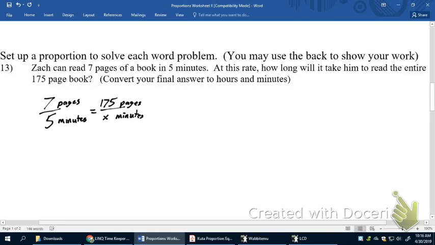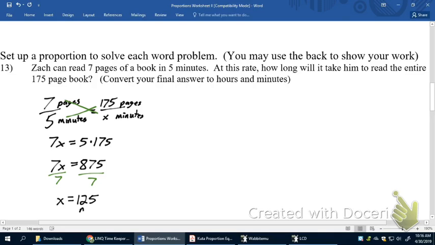So now we're going to continue with the same method that we were using earlier. I don't have to continue writing pages and minutes. That was just to help me set it up at the beginning. So 7 will multiply the x. So I'm going to have 7x equal to, and the 5 is going to multiply the 175. And then 5 times 175 is 875. So 7x equals 875. Now what I need to do is divide by the 7 to solve for x. So x is equal to 875 divided by 7, which ends up being 125.